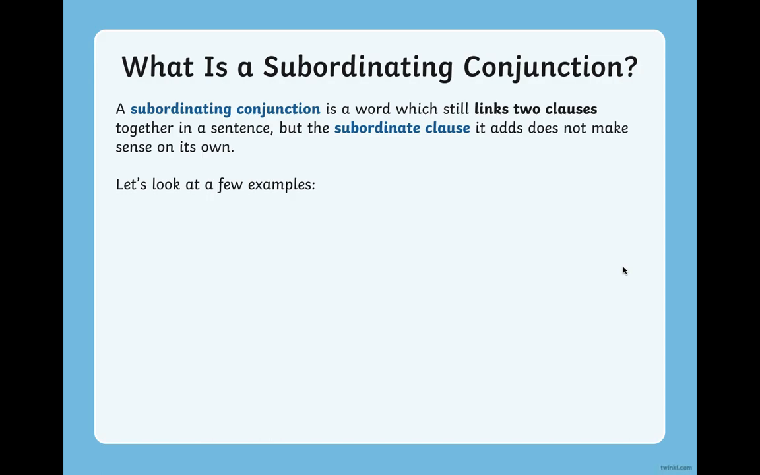So you might remember us talking about coordinating and subordinating conjunctions. Coordinating conjunctions join together two clauses which do make sense individually. Subordinating conjunctions join more than one clause, and the subordinate clause does not make sense on its own. So let's look at an example of that.